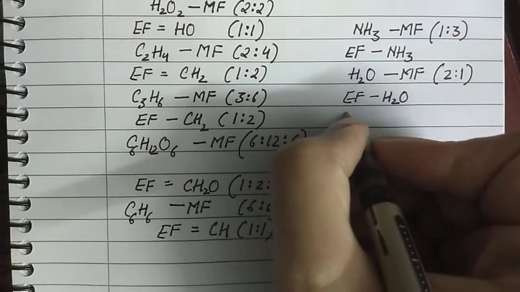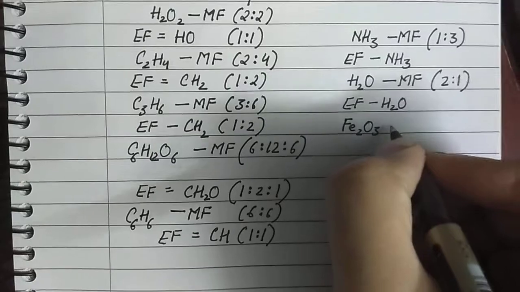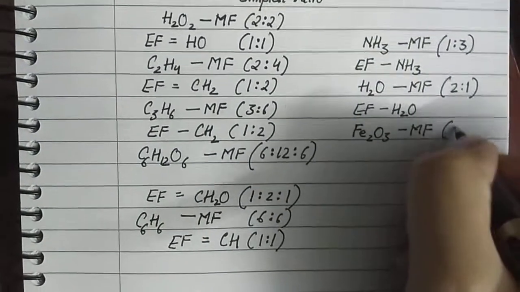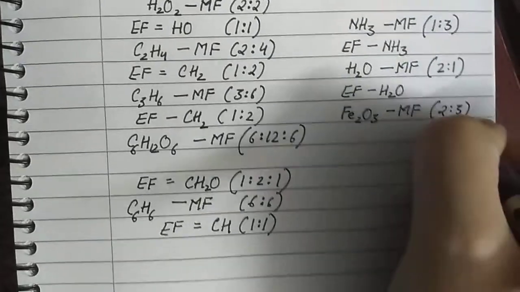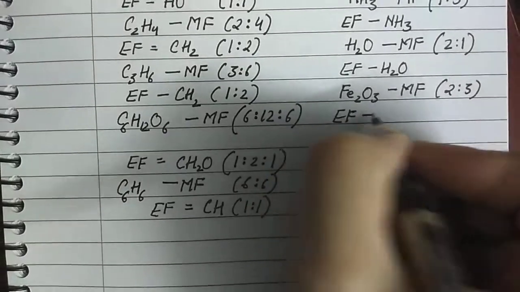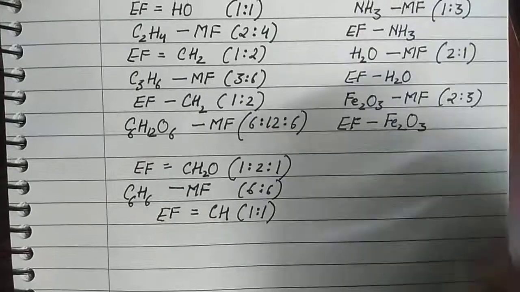Let us take one more example of Fe2O3, which is ferric oxide. Again, the ratio is such which cannot be simplified further. So empirical formula remains the same as molecular formula.